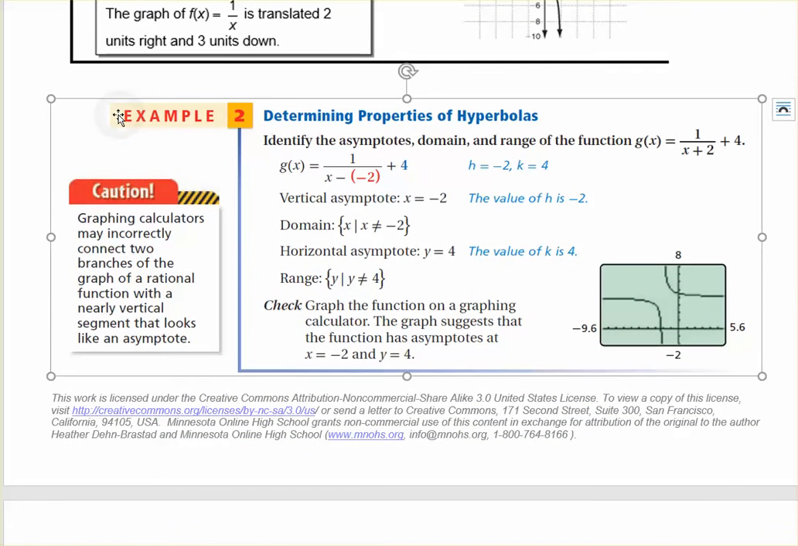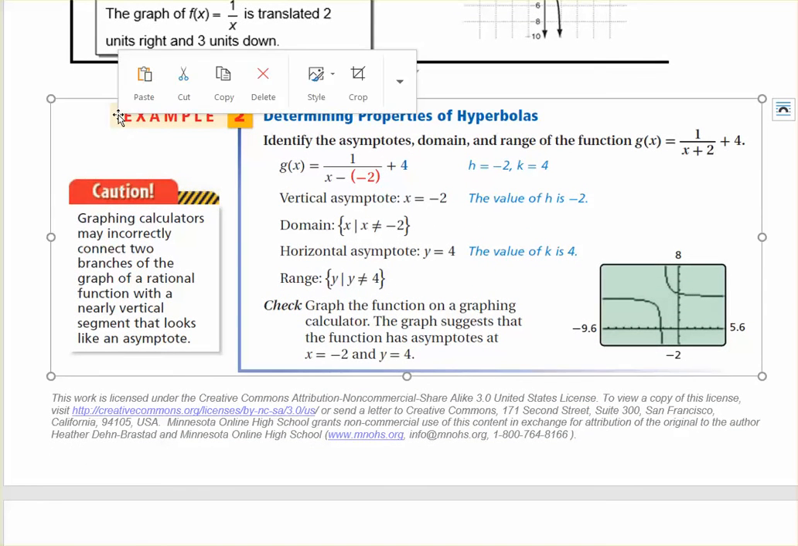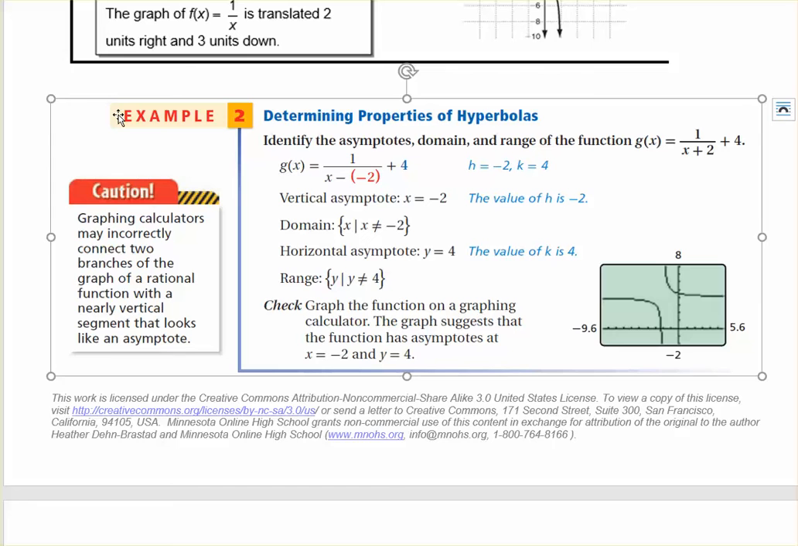We also will be asked to find the domain and range of a rational function, which the graph of a rational function is called a hyperbola. To find the domain, it'll be all real numbers except where the vertical asymptote is. And the range will be all real numbers except where the horizontal asymptote is. So you have to make sure that you say that it's everything except for that value for the domain or for the range.